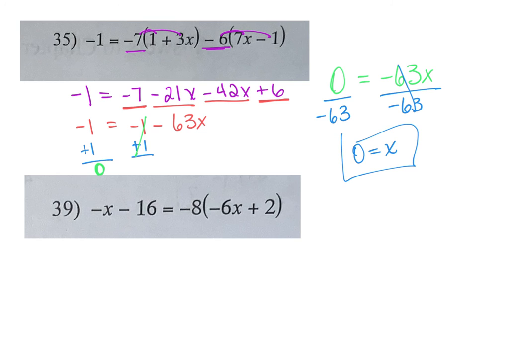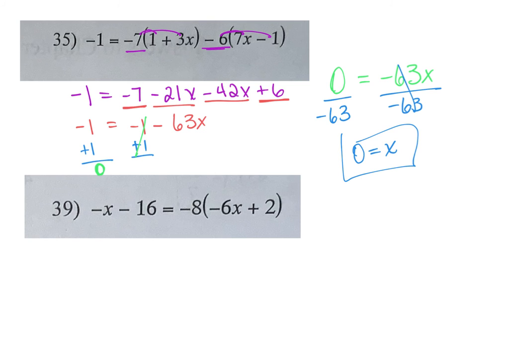That is a valid answer. So don't get this answer and then tell me no solution. No solution is if you were to get 3 equals 2. That's not a true statement, okay? But x equals 0. 0 is a number. It's a whole number. It's an actual solution, okay? So don't confuse that with a no solution.